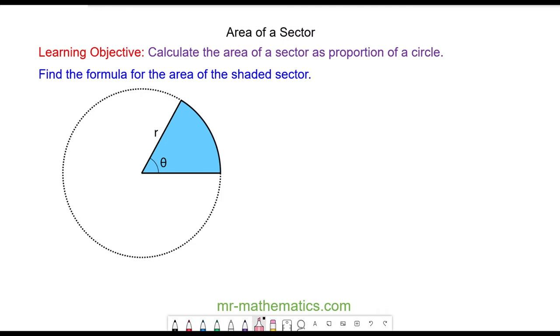A sector is a fraction of a circle between two radii and an angle. And because the area of a circle is pi r squared, the area of the sector is a fraction of the entire circle. The fraction is the angle theta out of the full circle, which has 360 degrees. So this is the formula for the area of a sector.